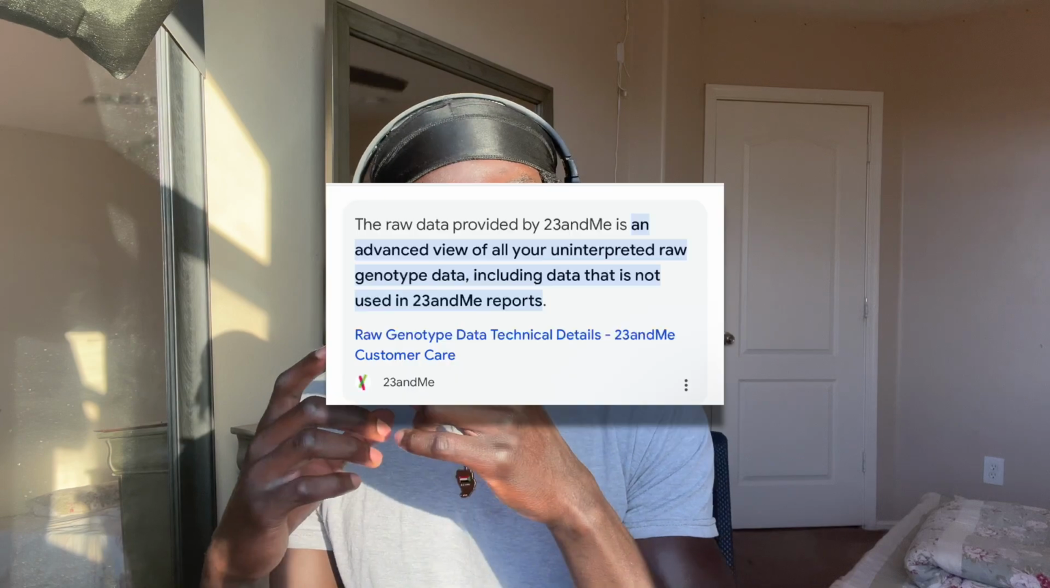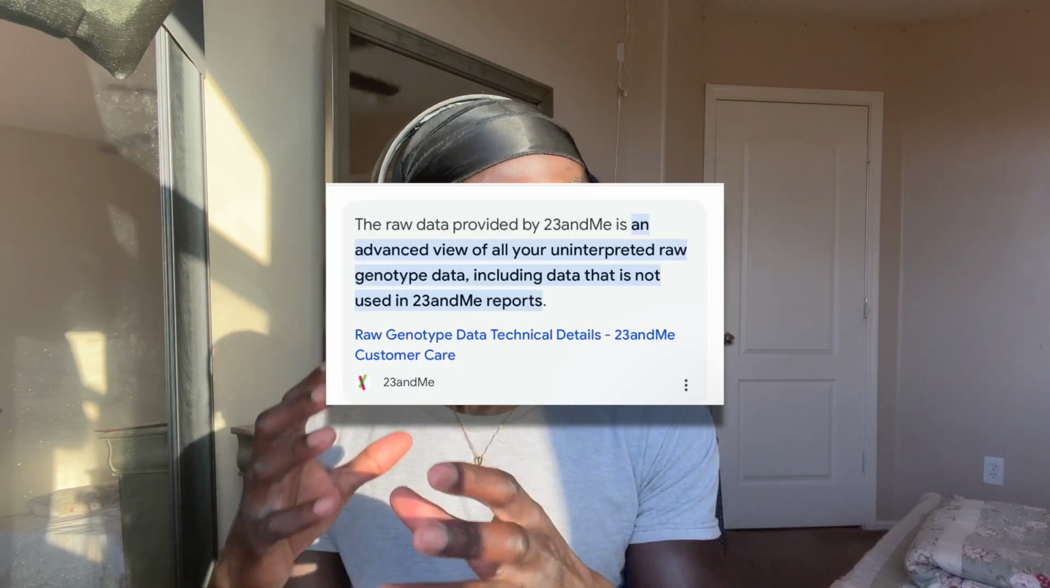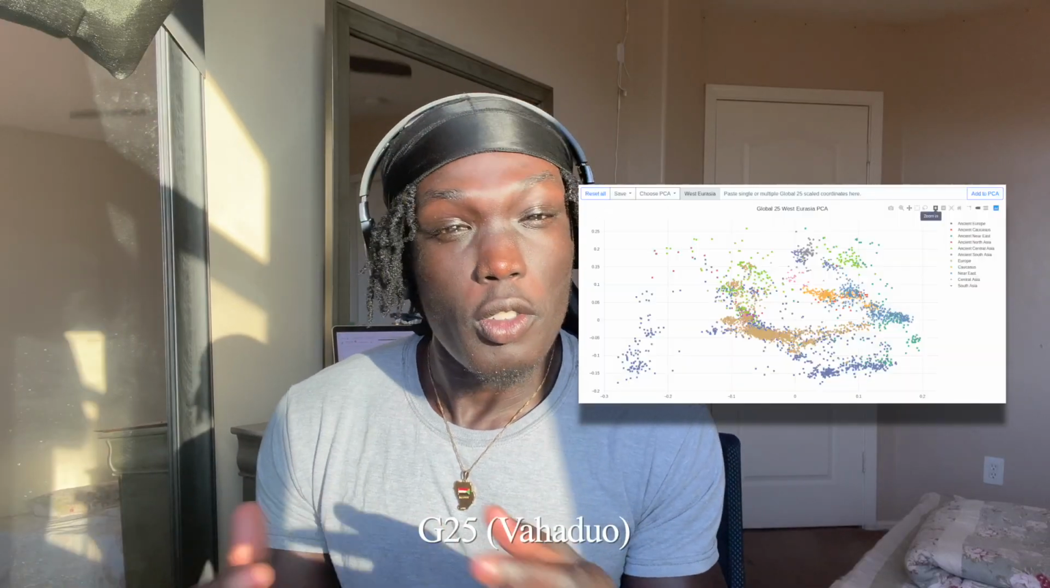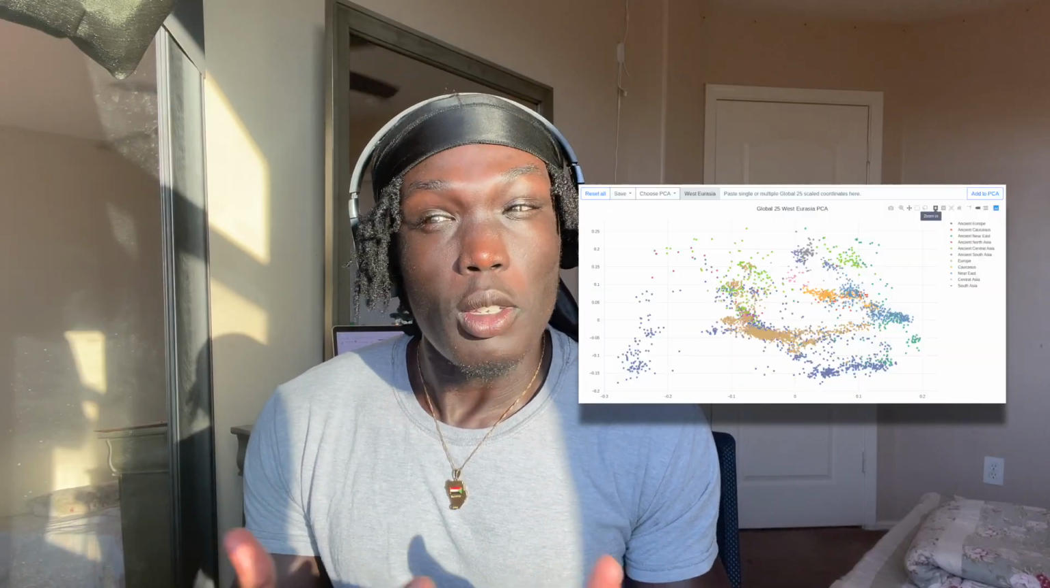Basically what you do is you take your raw data from DNA tests like 23andMe, and you upload it onto their website, and you pay them like 20-something dollars, and over like 3 days they analyze your results and give you a more detailed report of what your actual DNA is. And they use this thing called G25 of Vahaduo, which is something I use regularly for all of my videos, if you guys see.